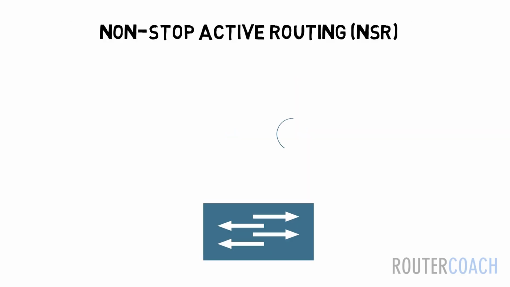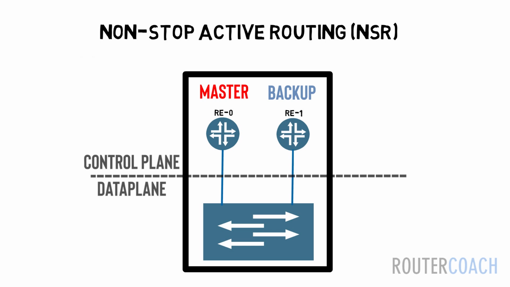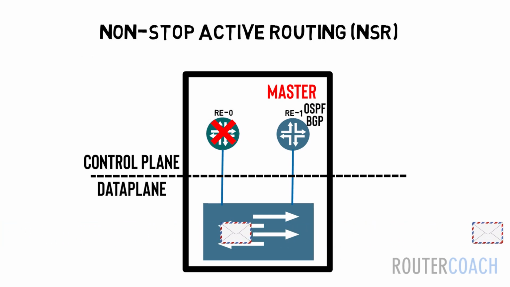Non-stop active routing. Used in conjunction with GRES, NSR also saves routing protocol information by running the routing protocol process on the backup routing engine. Both REs are fully active in processing protocol sessions, and so each can take over for the other. The switchover is transparent to neighbors.